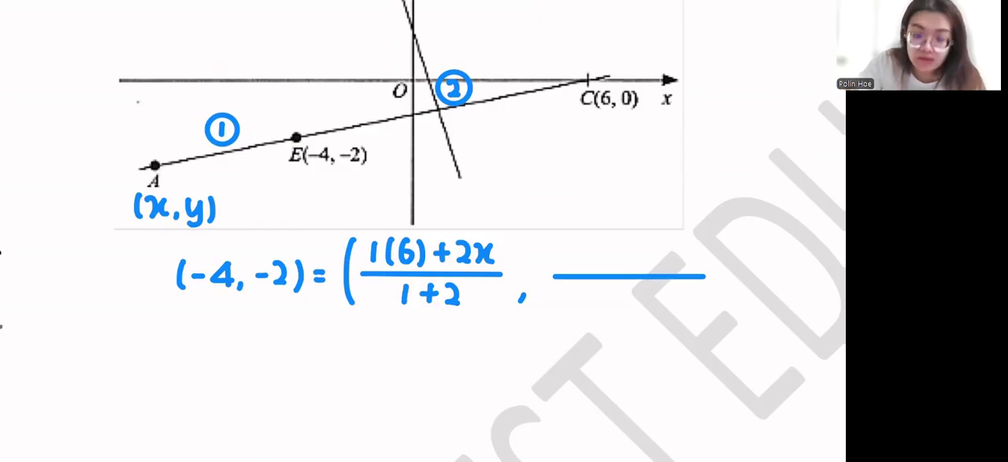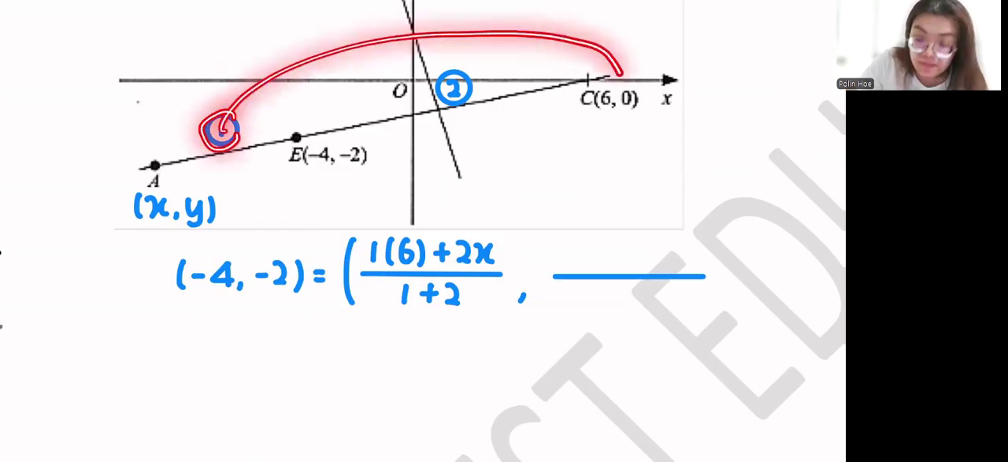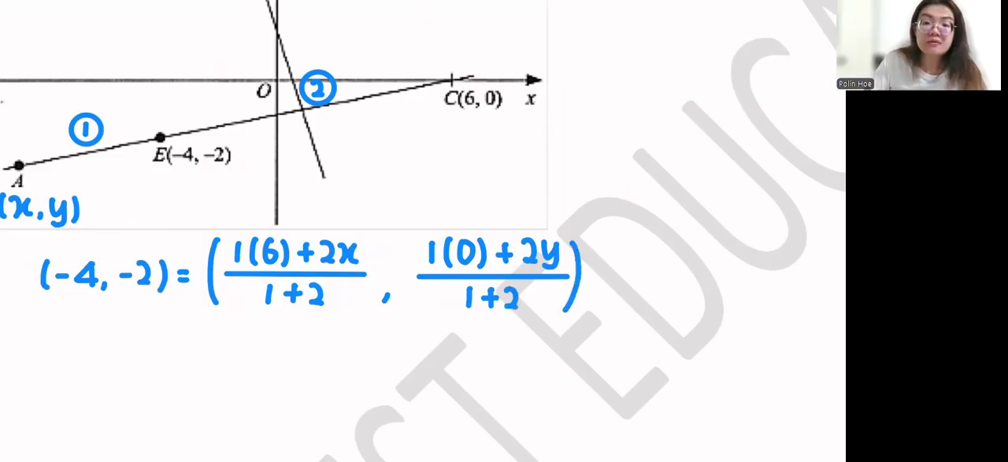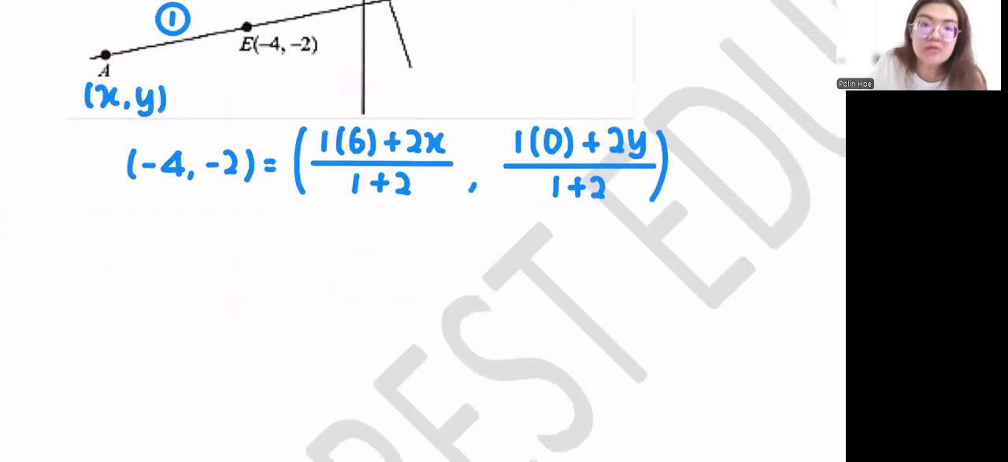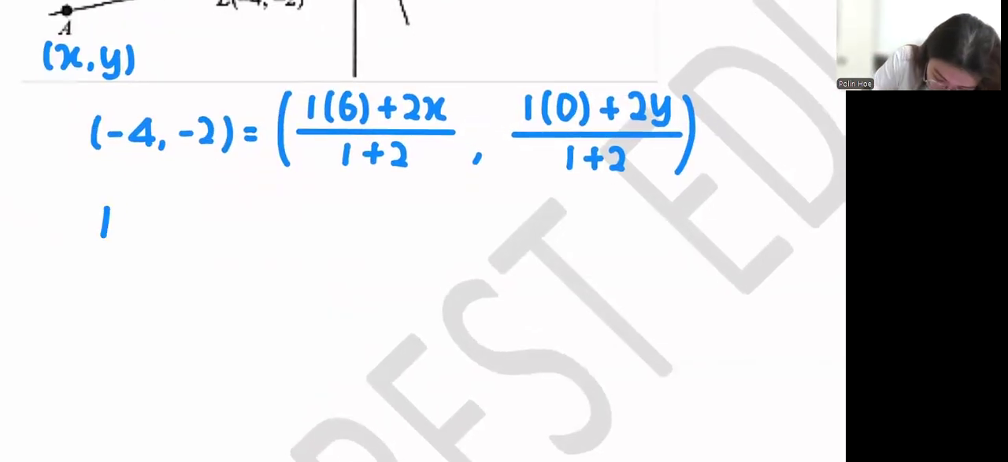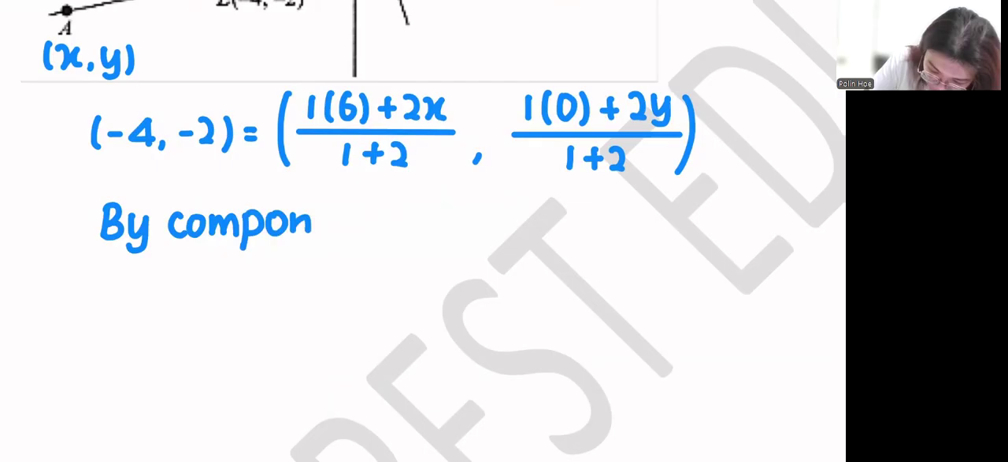Next one, for Y coordinate, ratio 1 multiply by 0 plus ratio 2 multiply by Y over 1 plus 2. Can we do it like this? No. If you continue telling me what is our X, what is our Y, then it will be bye-bye. Not allowed. So what they want to see will be, by comparison. Whether you got it right or not, it doesn't matter. By comparison, whether you write this or not is not a problem, but what I want is this.